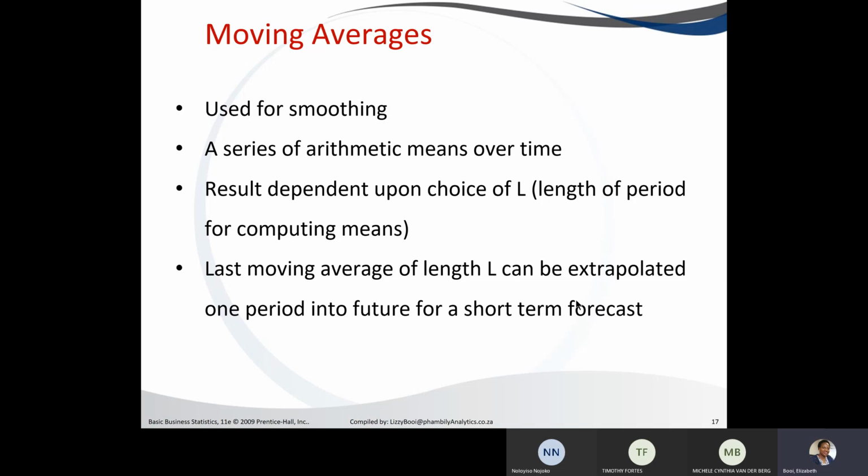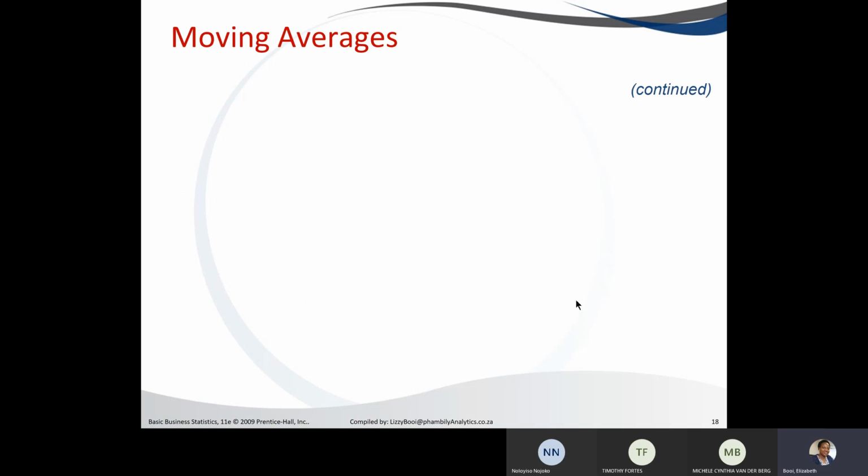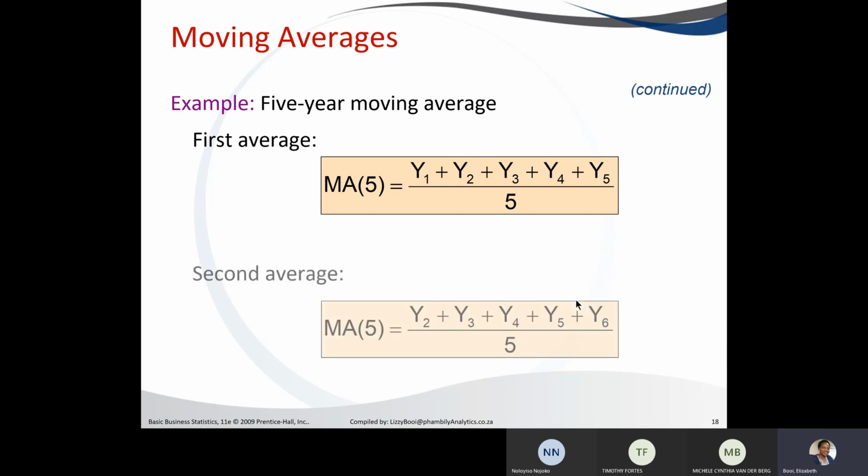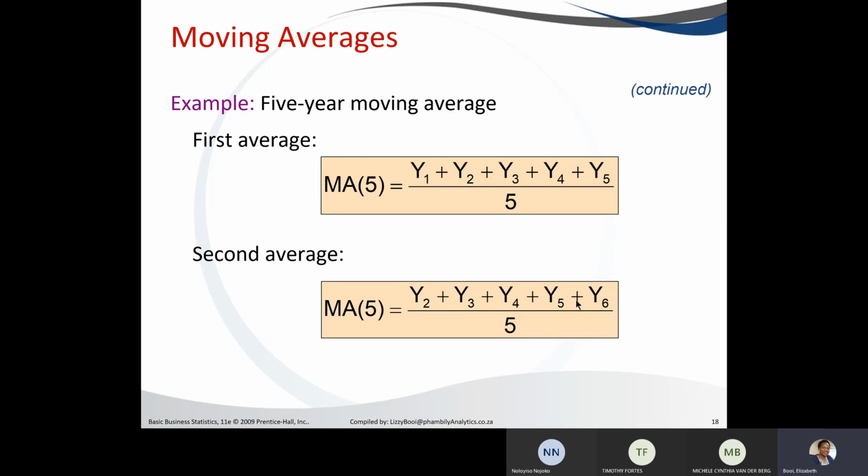Okay, so how do we then do this? Let's look at this. So we're going to create a moving average of 5 years. I already did an example. This is just again to refresh your mind. So if I'm doing a 5-year moving average, it means I'm going to take the first 5 years and divide by 5. Then the second one will start from year 2 and like that, and divide by 5.